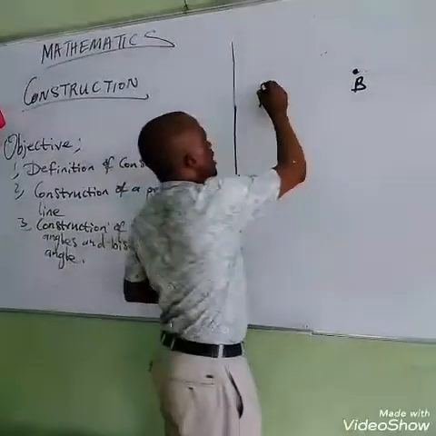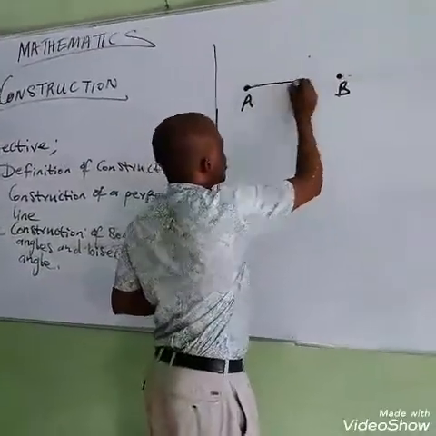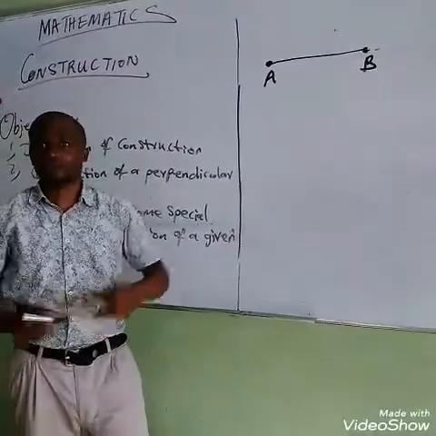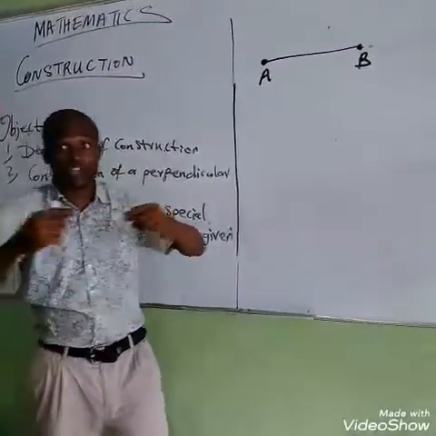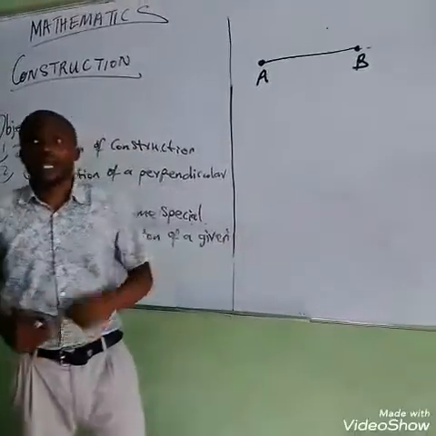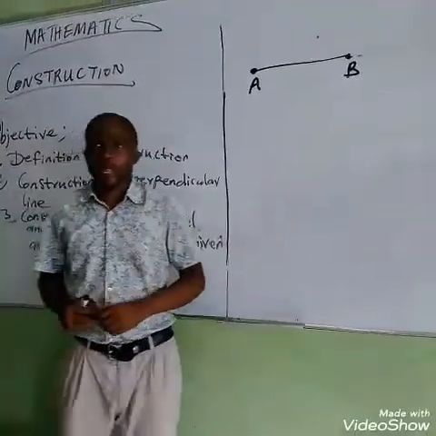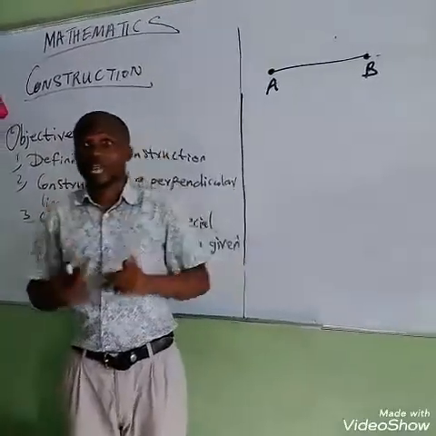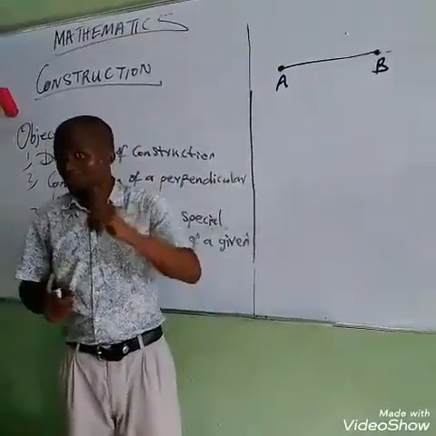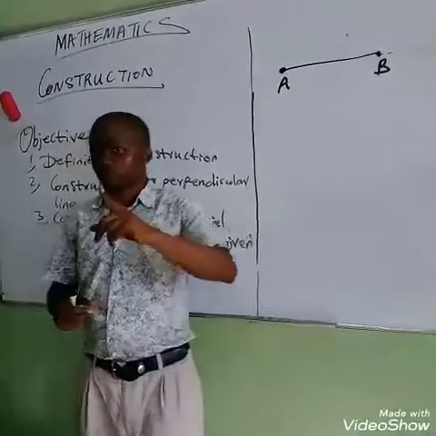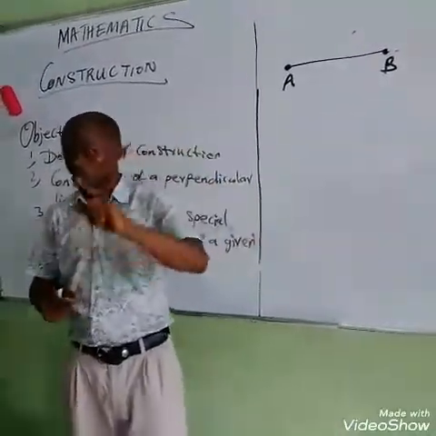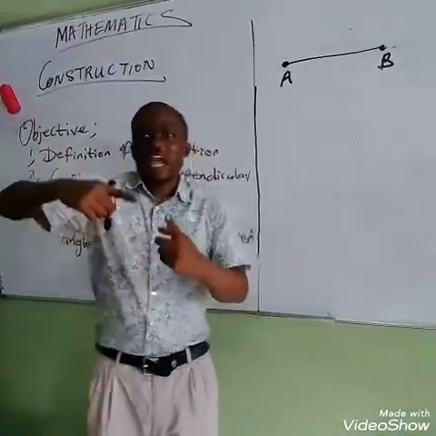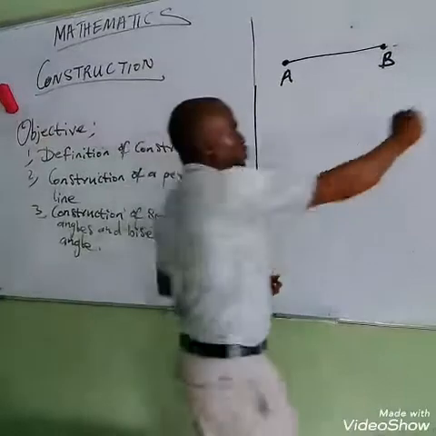So when you look at this point A and point B, the shortest distance between them gives you a line. Once again, a line is the shortest distance between 2 points. Now let's look at perpendicular. A perpendicular is a line which meets a given line at right angle. In other words, the angle between the two straight lines is 90 degrees.